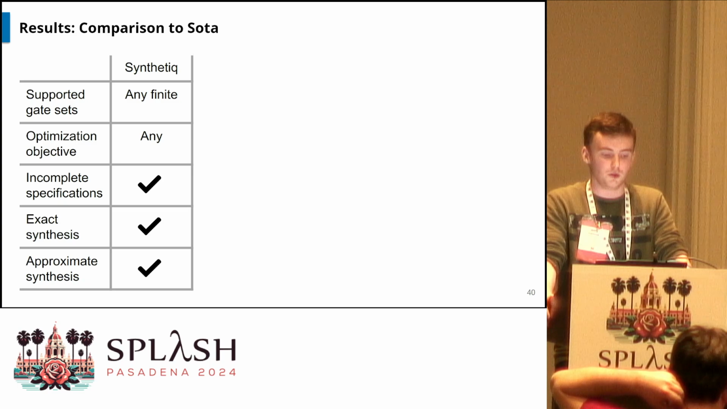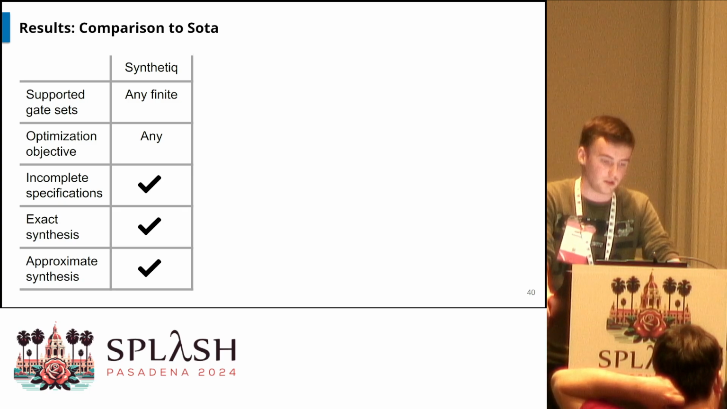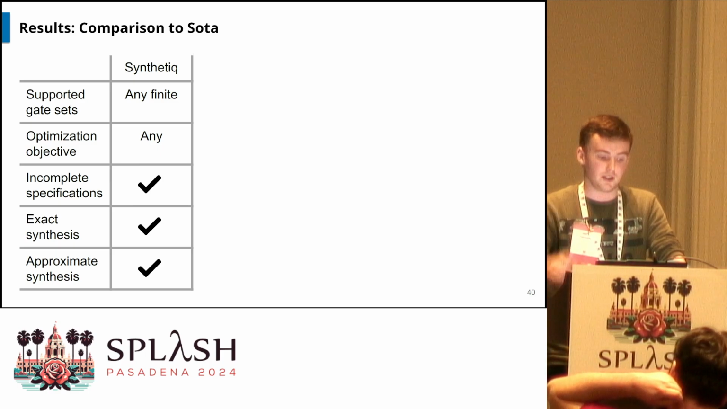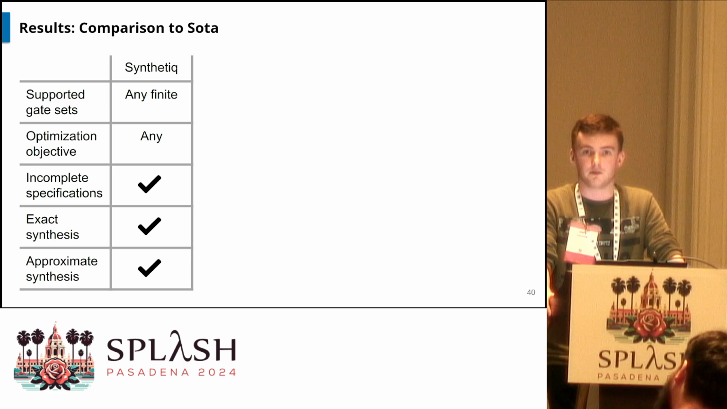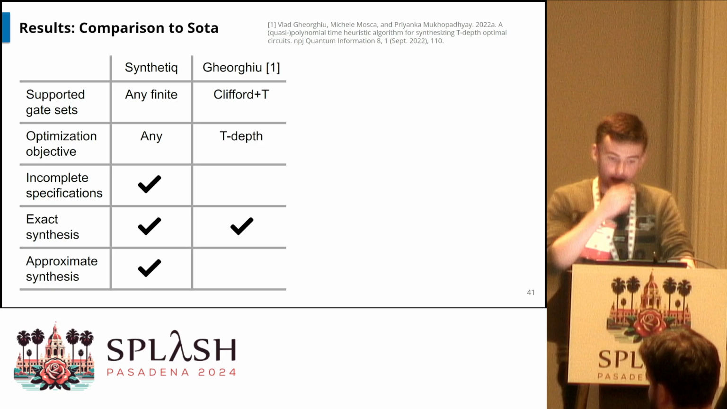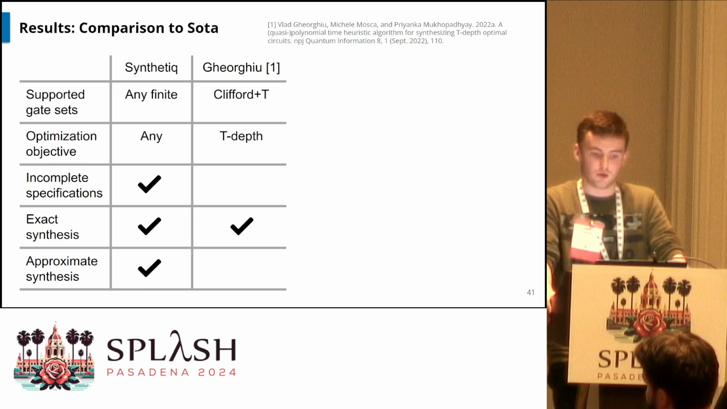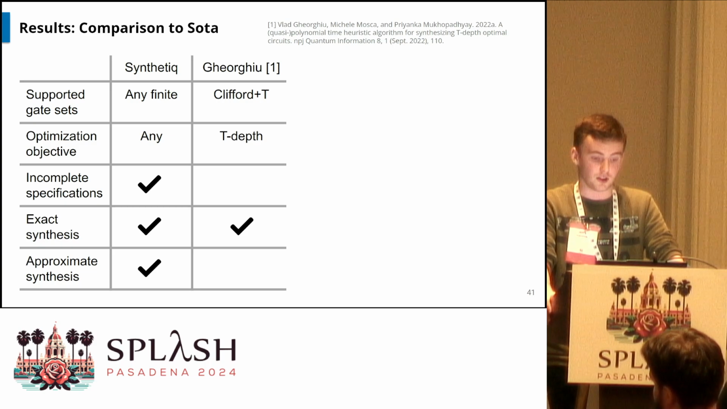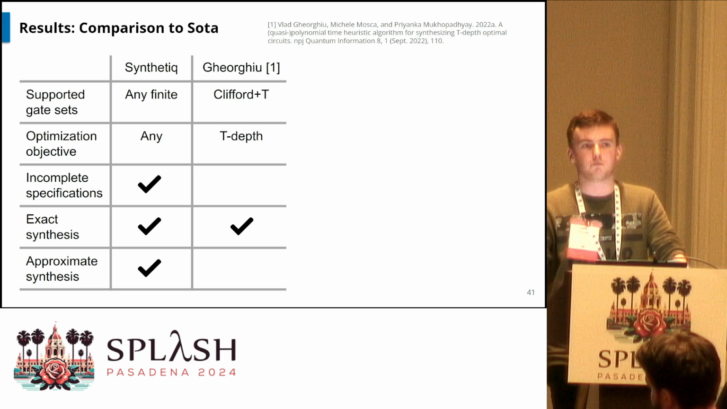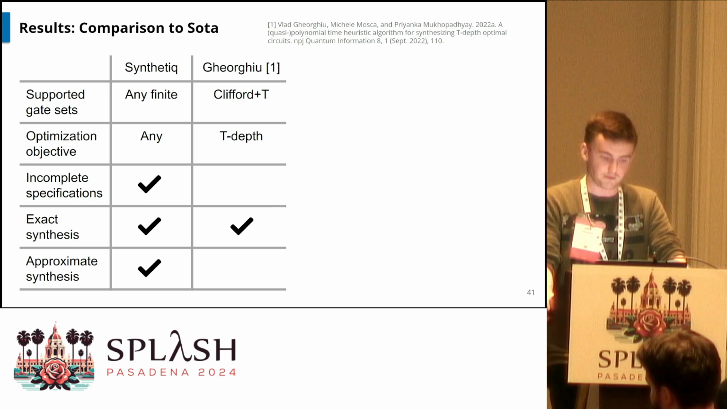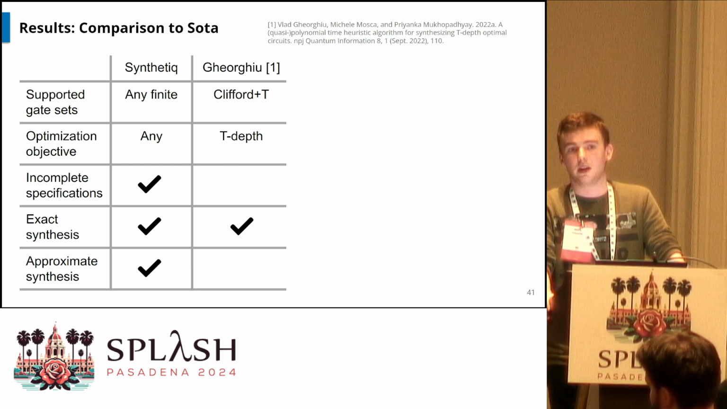Certainly you lose some efficiency, you lose some speed in order to implement all these specific applications. Well, let's take a look. Here in the presentation, I'm going to compare to one other baseline that we compared against, which optimizes for Clifford+T T-depth, which is basically the amount of T-gates you have to execute sequentially. And they only do exact synthesis.